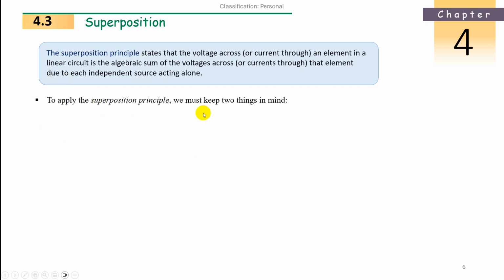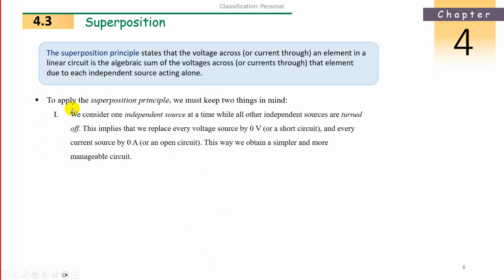So to apply the superposition principle, you must keep two things in mind. First one, we consider one independent source at a time. I told you, if many sources are there, we have to consider only one source at a time, while all other independent sources are turned off. Turned off means removed, you can say. Turned off means making it zero. Its value is nullified.